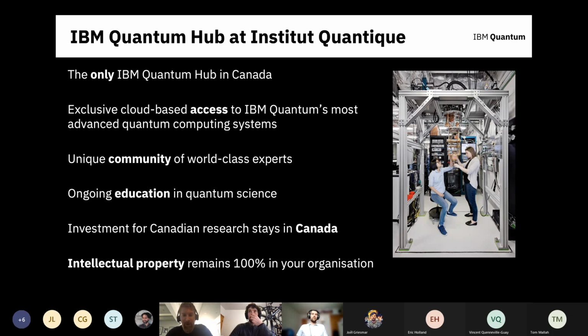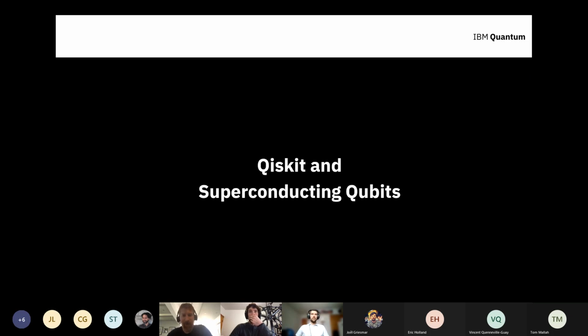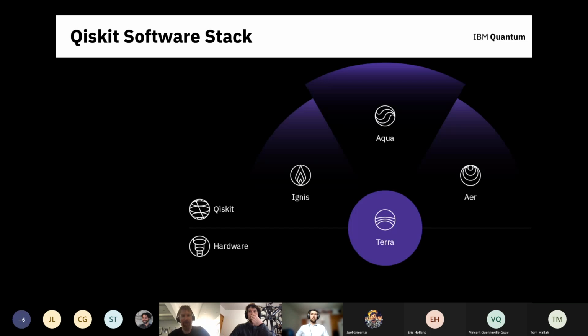It's particular to why you want to have a hub inside your country, because the investment for the Canadian research can stay in Canada in this way, and the IP belongs completely within your organization by being a member of the IBM Q Hub at Institut Quantique. So that's just a little overview. Let's talk about Qiskit and superconducting qubits.